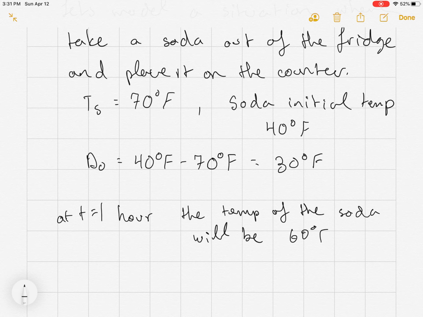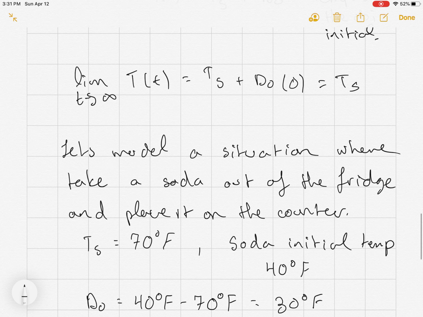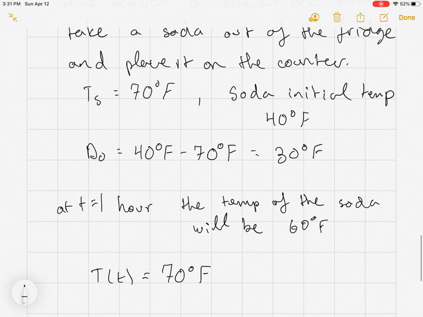Okay? So we can write up all of this information that we have into our equation. So T of t is going to be equal to our Ts, or the temperature of the room, in this case 70 degrees Fahrenheit. And then we're adding that initial difference in temperature, which in this case is negative, apologies again, negative 30 degrees Fahrenheit. And then we're taking it to e to the power of negative kt.